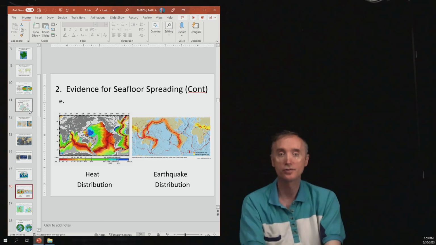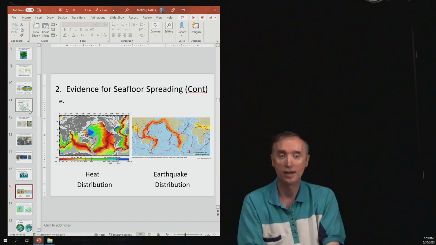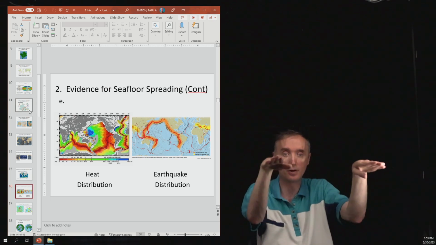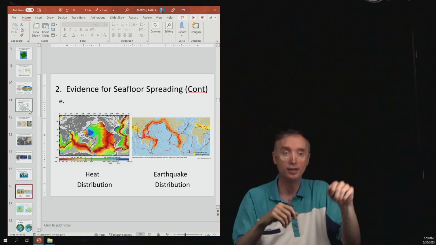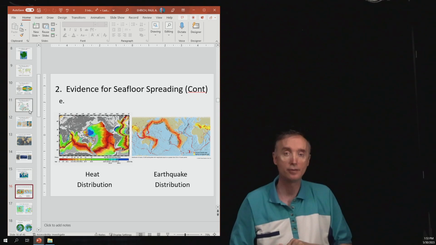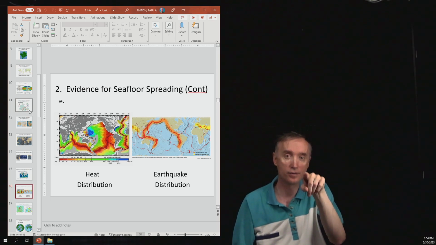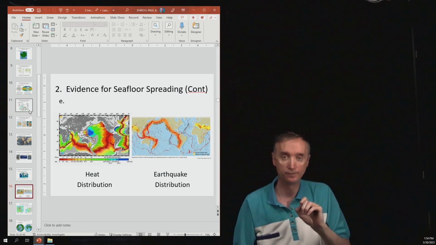Okay, then also notice earthquake distribution. At the mid-ocean ridges you tend to have earthquakes because the plates are being pulled apart and that ruptures rocks, and when they rupture they vibrate, and that produces earthquakes. Okay, you'll also notice that there are some earthquakes occurring around the ring of fire there, and we'll get to that in just a little bit.